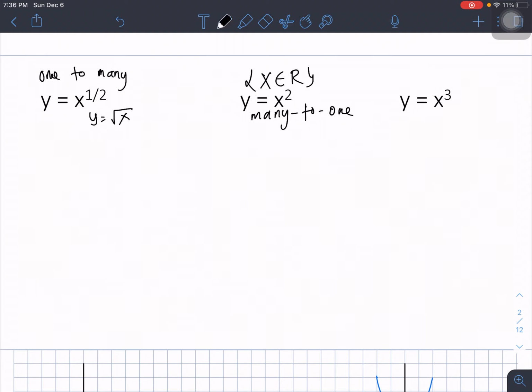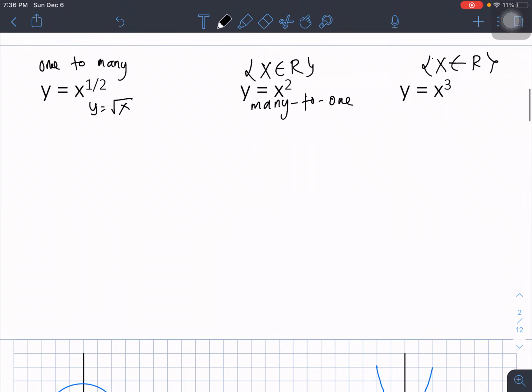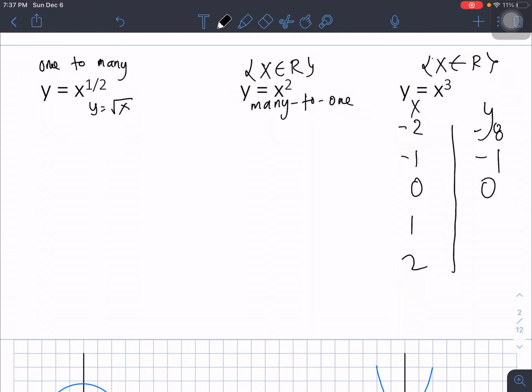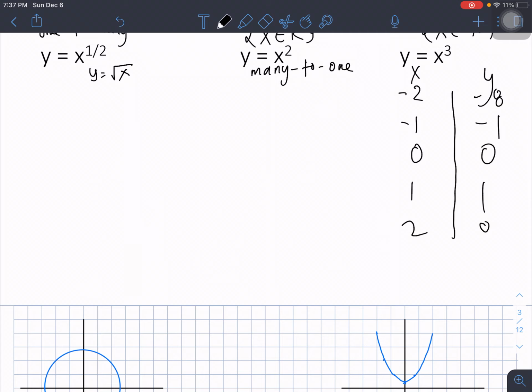If y is equal to x cubed, again there will be no restriction. x will be any real number, so I have negative 2, negative 1, 0, 1, and 2. For y, negative 2 cubed is negative 8. If x is equal to negative 1, y will be negative 1. If x is 0, y will be 0. If x is 1, y will be positive 1. And if x is equal to 2, y will be positive 8.